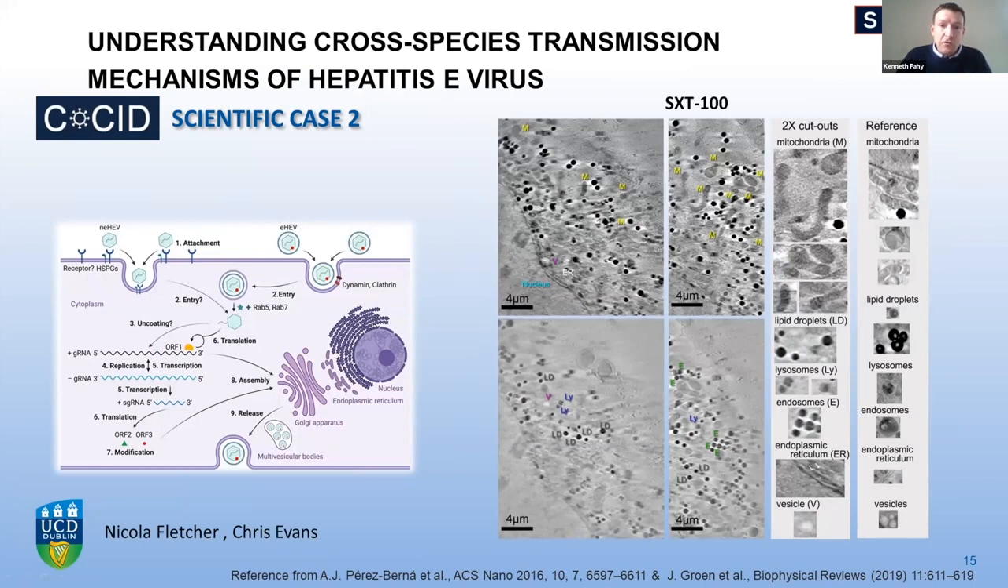So the images shown here on the right from the SXT100 show different virtual slices through control cells, and many organelles such as mitochondria, lipid droplets, lysosomes, endosomes, and ER vesicles as well as vesicles are visible in the cytosol. So UCD will shortly move to full-length BSL-3 virus and use correlative imaging modalities to identify localizations such as the sites of replication of the virus and modifications during the viral life cycle.